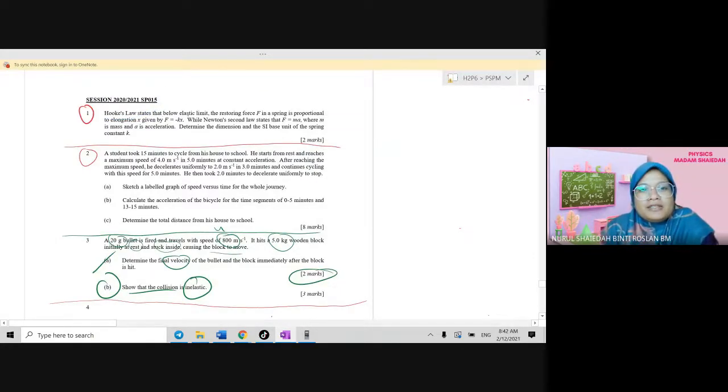Hooke's law below the elastic limit. Restoring force is proportional to the spring extension, so it gives F equals negative kx, while Newton's law is F equals ma, where m is the mass and a is the acceleration. Determine the dimension and SI base unit for the spring constant.